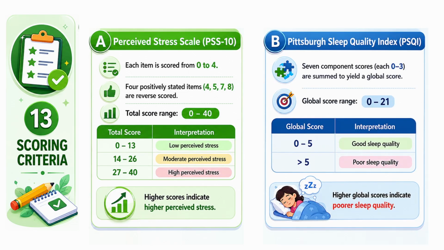The Pittsburgh Sleep Quality Index also has 7 component scores, each 0 to 3. The global score will range from 0 to 21. A score of 0 to 5 is good sleep quality. A PSQI global score of more than 5 shows poor sleep quality. So these are the methodology for scoring criteria.